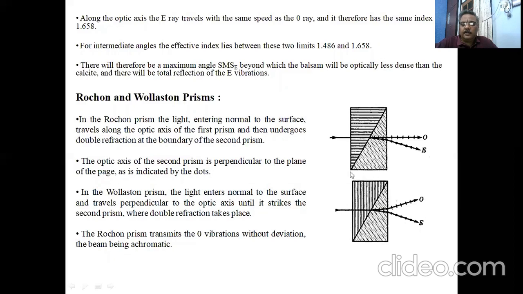And this prism, in which the first one has the optic axis in the parallel direction, is called the Rochon prism. And the second one, in which the first part has the optic axis in the perpendicular direction, is called the Wollaston prism.